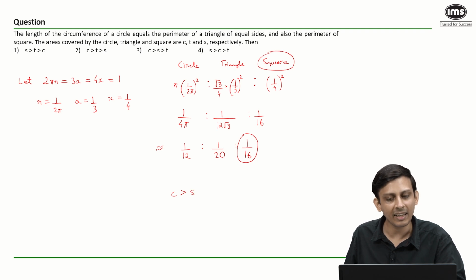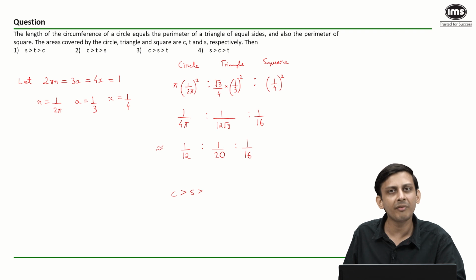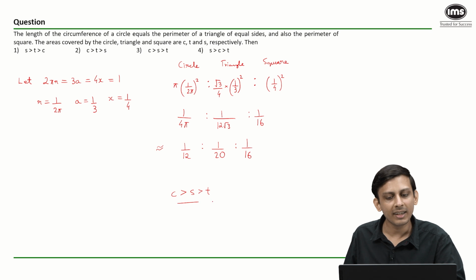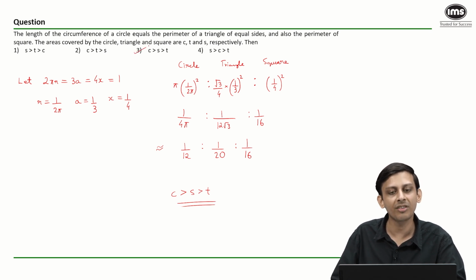Okay, so next we'll have S. And then we'll have the last one, triangle. That fraction with the largest denominator will be the smallest one. So that is for triangle T. So ultimately we get C greater than S greater than T, which is there in option 3.